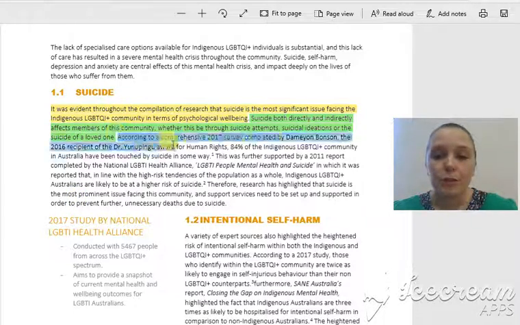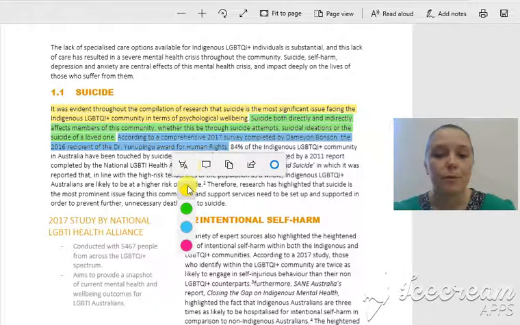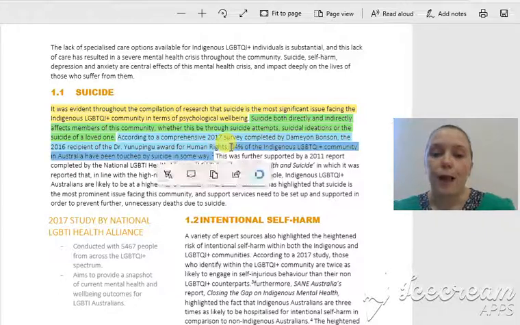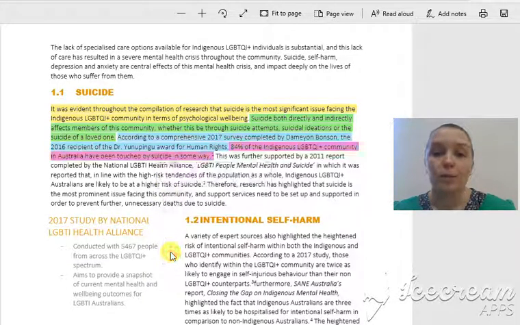Then they've introduced their resource and they've given us that nice little epitaph where, remember, we said they give us a bit of background information. Who is Damien Bonson? Well, he is an award-winning human rights person. And then we have our actual data.